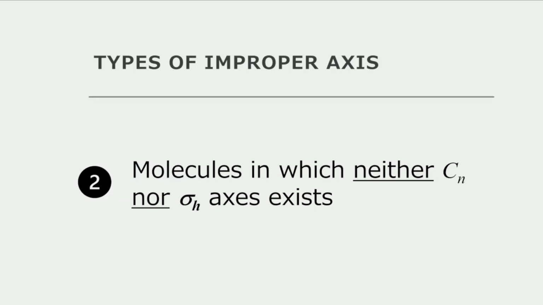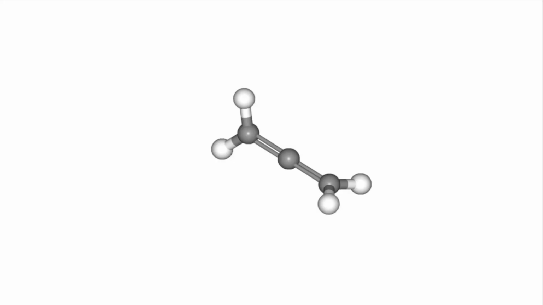Now the second category of molecules which have an Sn axis are those molecules which have neither a Cn axis nor a sigma h operation present. To explain this kind of symmetry operation, let's take the example of allene. So this is the structure of allene, and we know that allene is a cumulated diene, right?